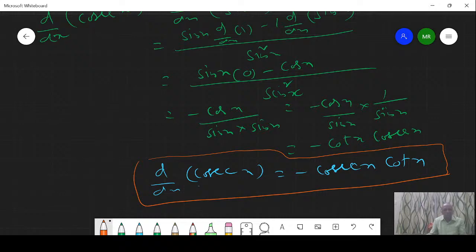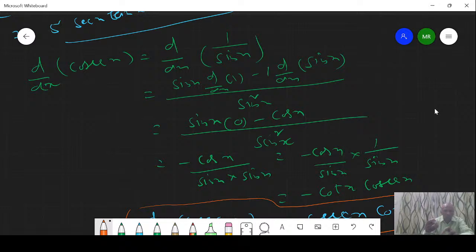Like this, derivative of cosecant x is minus cosecant x cot x. Already we discussed that. Remember, I did it using the quotient rule, because we know the derivative of sin x. If they ask for the first principle, we should do it using the first principle only. We should not use this method. If they ask to find the derivative of cosecant x by using first principle, don't do this method. You should do the first principle method only.